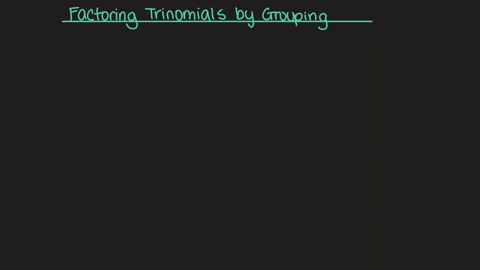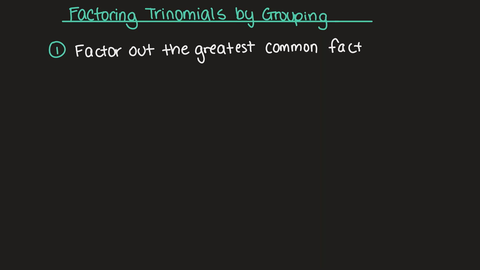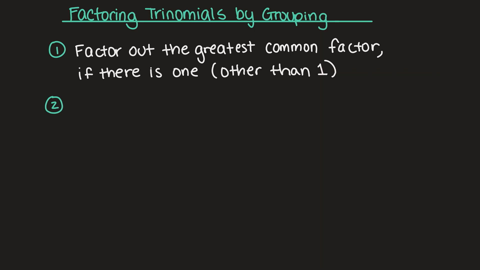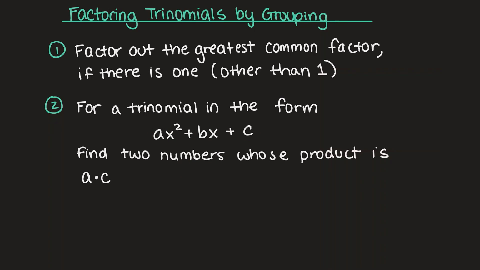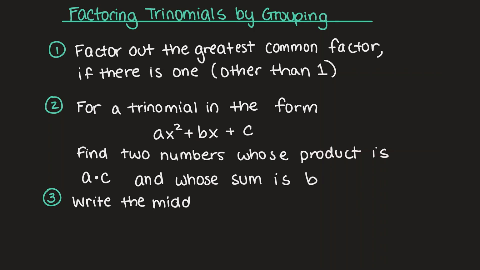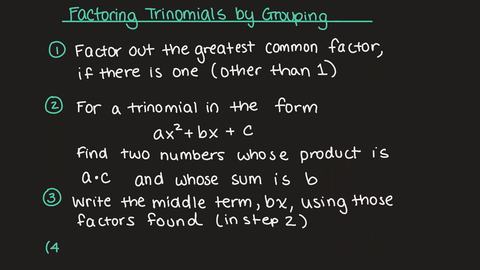Okay, so let's write down the steps we use to factor trinomials by grouping. The first step would always be to factor out the greatest common factor, if there is one, other than a GCF of 1. Once we do that, then if a trinomial is in the following form, we need to find 2 numbers whose product is a times c and whose sum is b. Then we write the middle term, bx, using those factors found in step 2. And finally, we factor by grouping.